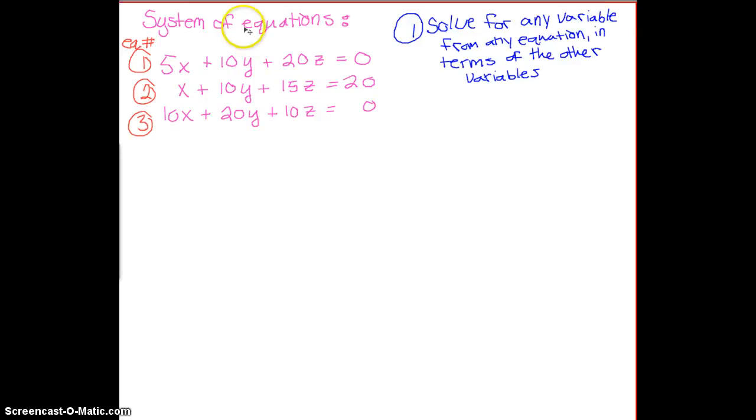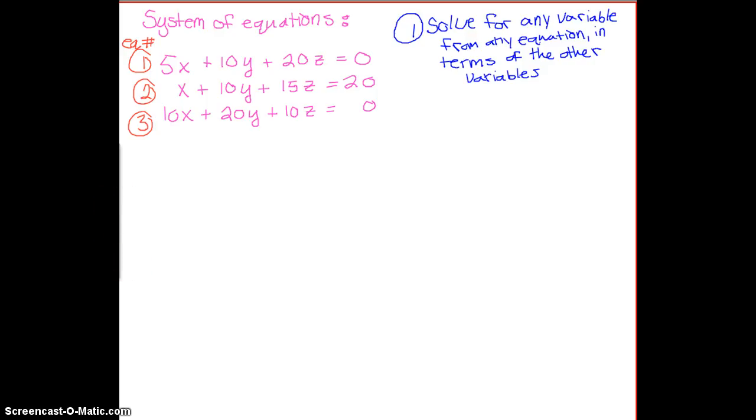Okay, so today we're going to be going over our system of equations and how to solve for x, y, and z. The first thing that we're going to do is solve for any of the variables from any of the equations. We want to solve for one variable though. And then later we're going to plug that into another one. We're going to have two variables solved for, and then we're going to plug into the third equation.